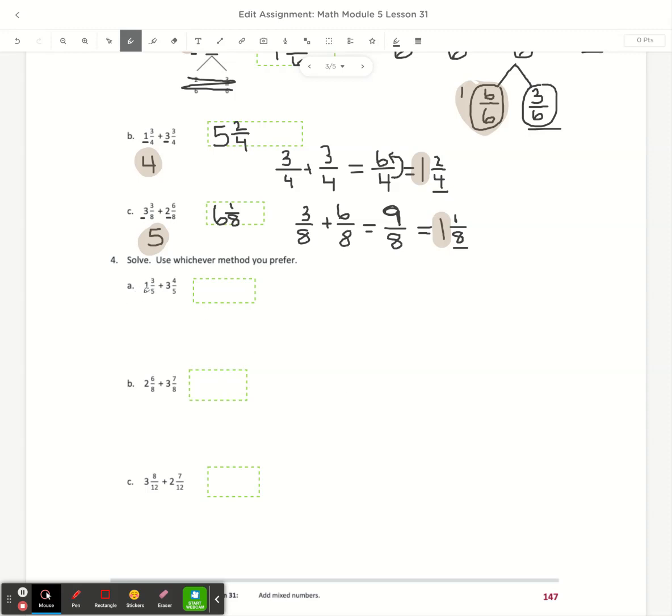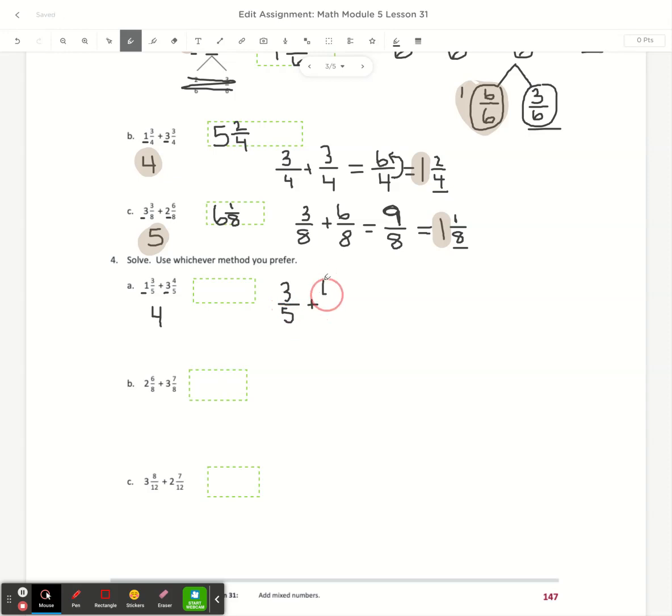So A, I have 1 3/5 plus 3 4/5. So I'm going to start off by adding those whole numbers together. So I have 1 plus 3, which is equal to 4. And then I'm going to add those fractions together. So 3/5 plus 4/5.